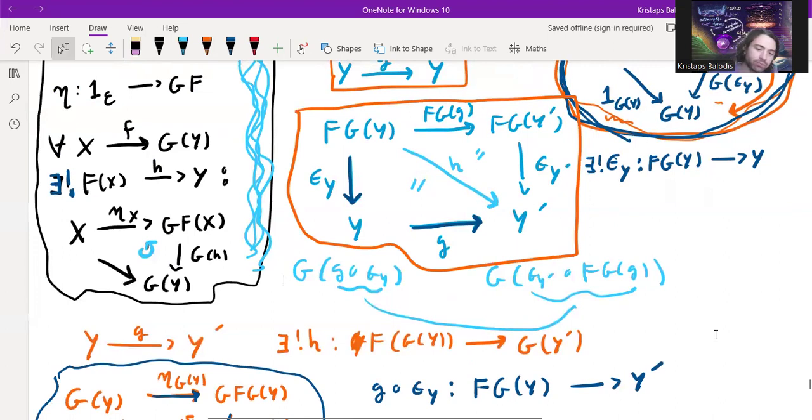Okay, so I will leave it to you to think about why epsilon satisfies the counit property. But as you might guess, it's essentially you're leveraging the uniqueness results from Ada that we use to construct epsilon in order to get the uniqueness results that you want.